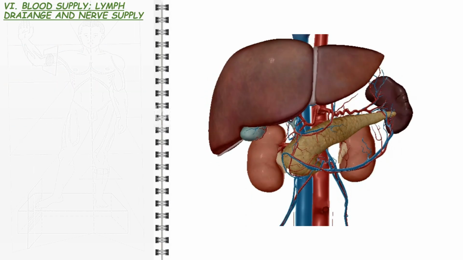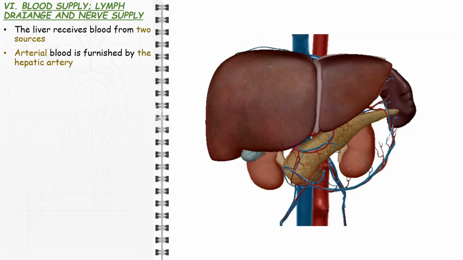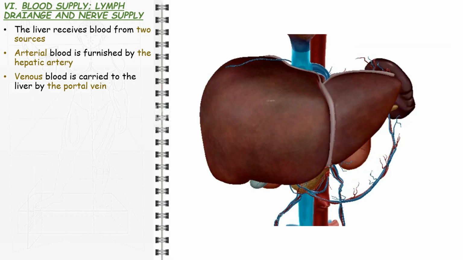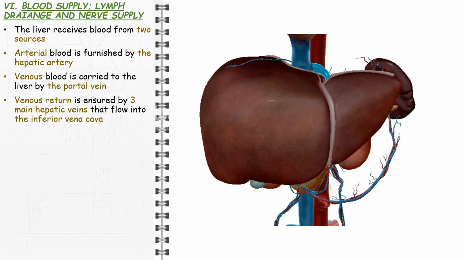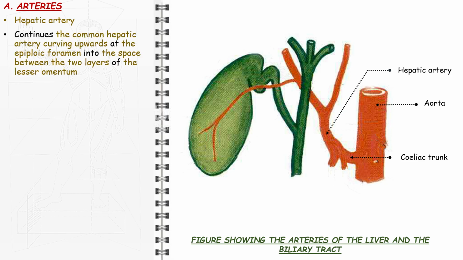The liver receives blood from two sources. The arterial blood is furnished by the hepatic artery. Venous blood is carried to the liver by the portal vein and venous return is ensured by three main hepatic veins that flow into the inferior vena cava. The hepatic artery continues the common hepatic artery, curving upwards at the epiploic foramen into the space between the two layers of the lesser omentum.